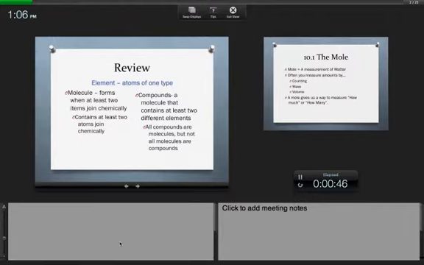Same thing. A molecule is just two or more atoms. In a compound, they have to be different atoms. So compounds are molecules, but molecules are not necessarily compounds. If they're two different atoms, it's a compound. Molecules can be everything. Two or more atoms is automatically a molecule. If we're talking about compounds, they have to be different atoms. Does that make sense? Yeah.